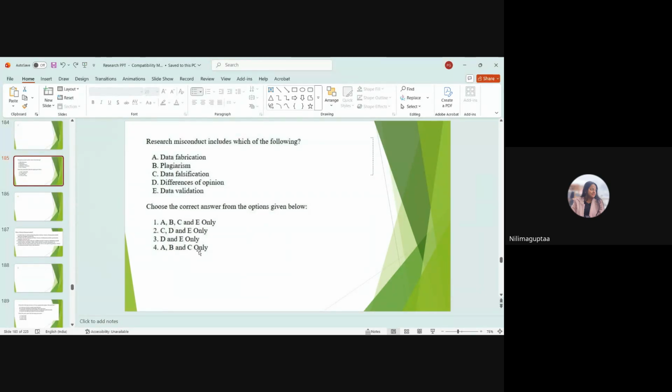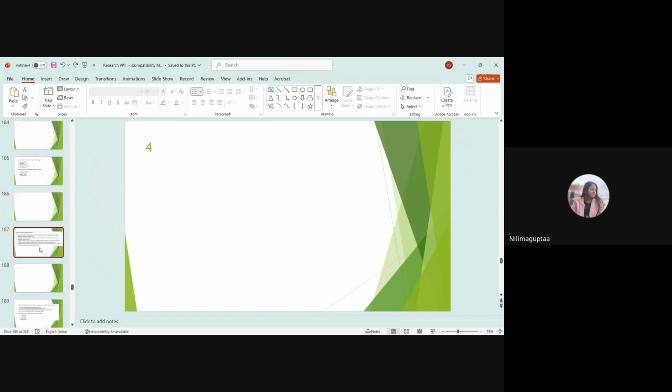The correct answer is four, that is A, B, and C. So right now we did that data fabrication is a misconduct. That is something ethically wrong. Data fabrication, plagiarism, data falsification. Research misconduct does not include difference of opinion. As I told you, difference of opinion will be there, and you should be happy to accept those opinions, criticism, and include those things, and then revise and be better. And data validation has nothing to do with research misconduct here. So here misconduct is basically talking about the ethical issues that we were discussing just today itself. Okay. Next question.